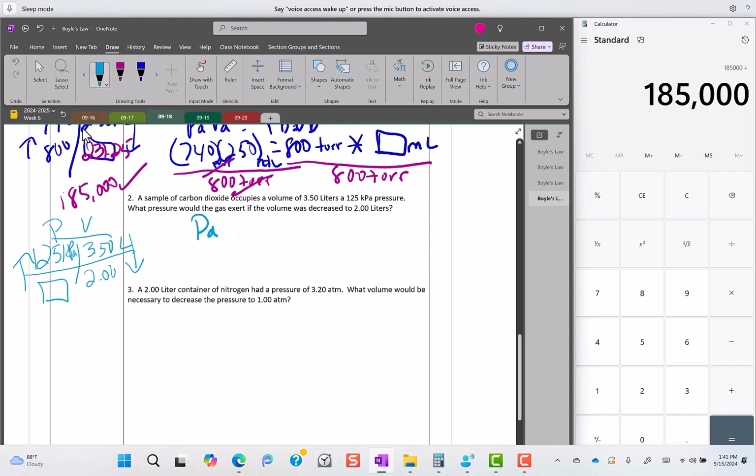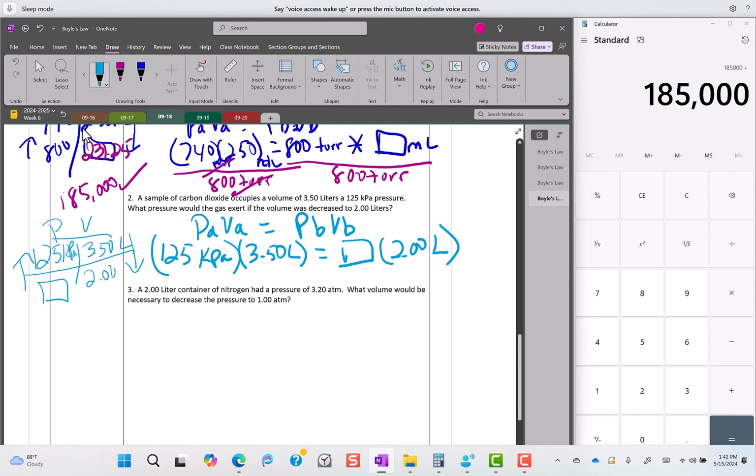So PA, VA equals PB, VB. So we got 125 kilopascals times 3.50 equals the box times 2.0. All right, then we go back through and we're going to divide through by 2.0 liters to get rid of it on this side.